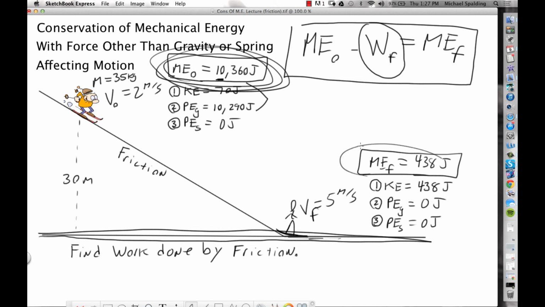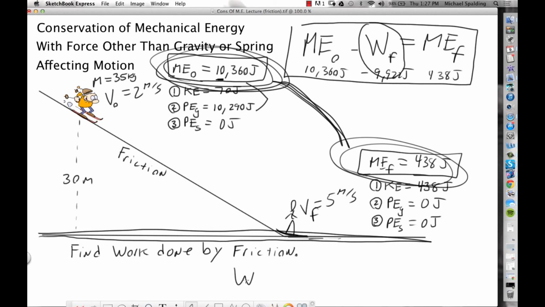So see here, there's a difference between these. What accounts for the difference between these? Friction. So look, mechanical energy initial was 10,360. Mechanical energy final, 438. So how much work did friction do? It's got to be what? 9,922. Do you guys get this? The answer is the work done by friction is 9,922 joules. It's the mechanical energy lost.